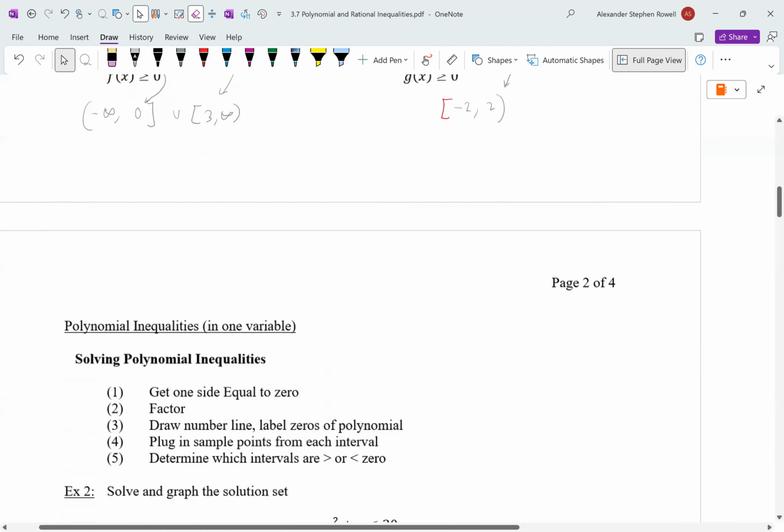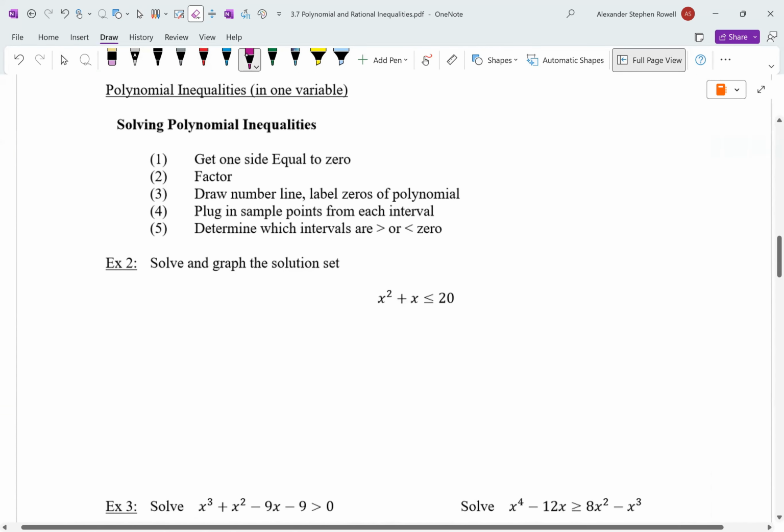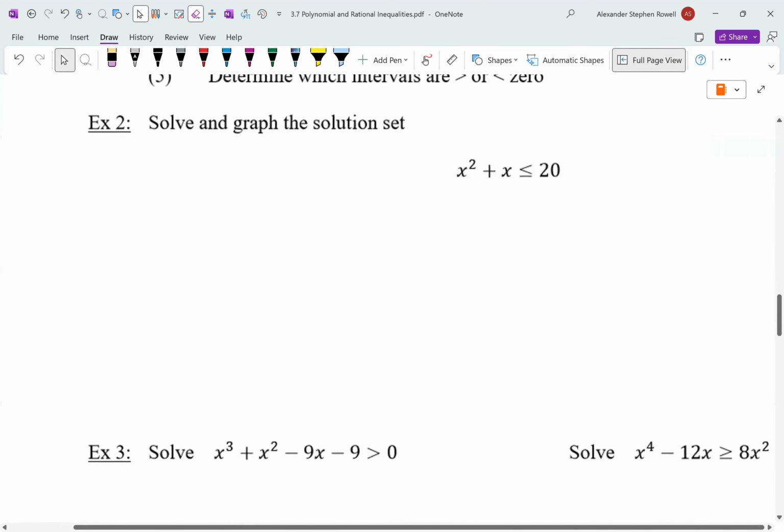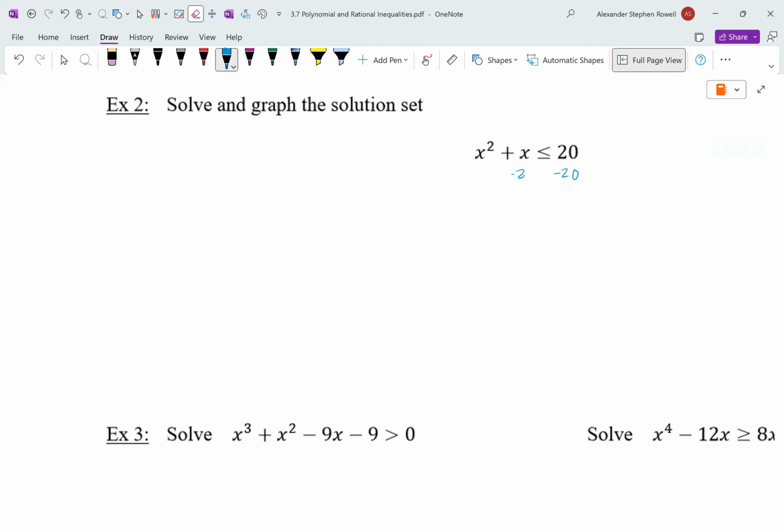So let's go ahead and practice solving one of these. You need to get one side to equal 0. Then you factor. We draw a number line and plug in some sample points. So how do I make one side 0? Subtract 20 from both sides. X squared plus x minus 20 is less than or equal to 0. Your book says this is your function. We'll call it f of x.